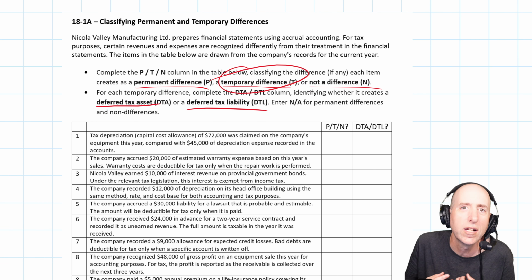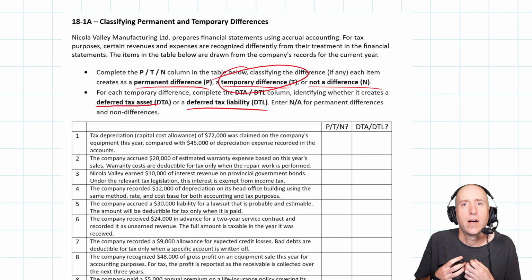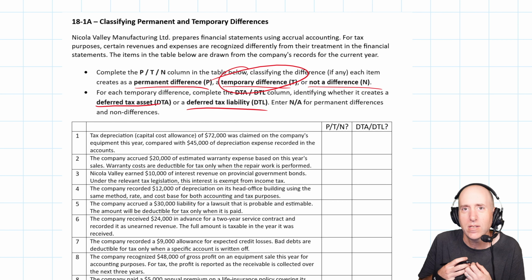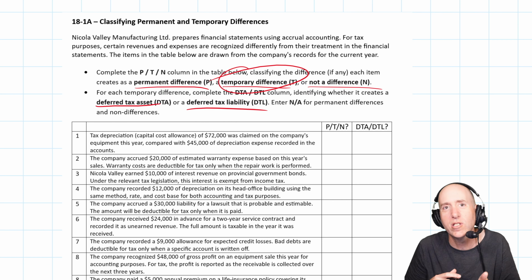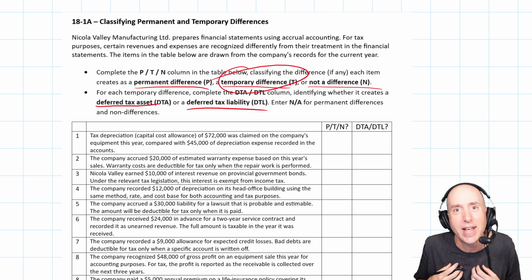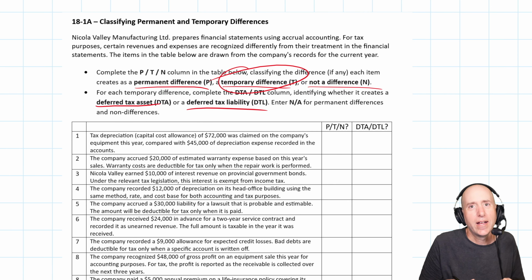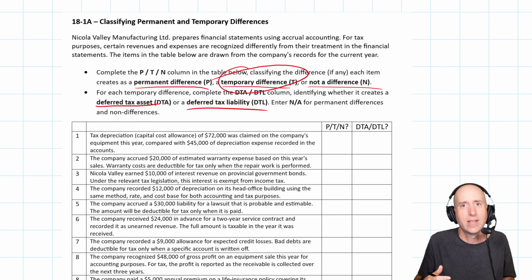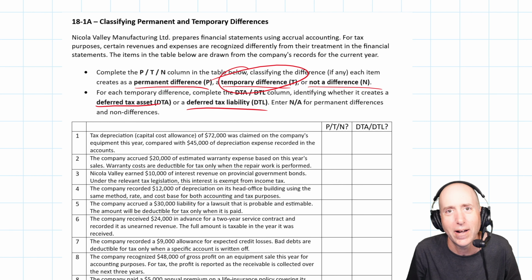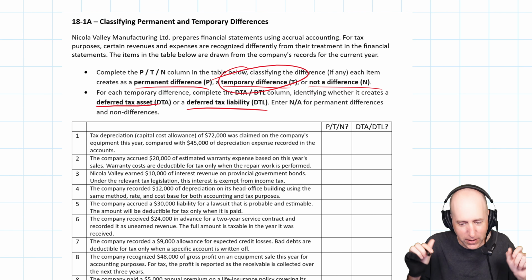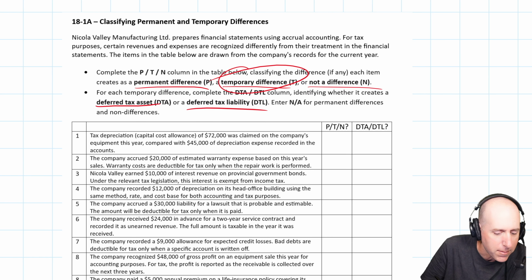So if we're deducting more expenses later for tax purposes, well, if down the road I'm going to have some huge tax deductions coming, that saves me money. That's a deferred tax asset. If, on the other hand, down the road I have fewer tax deductions coming, in other words, I deducted them all now and I don't get those deductions later, that creates a deferred tax liability when I have temporary differences. Let's jump into it and you'll see what I mean.